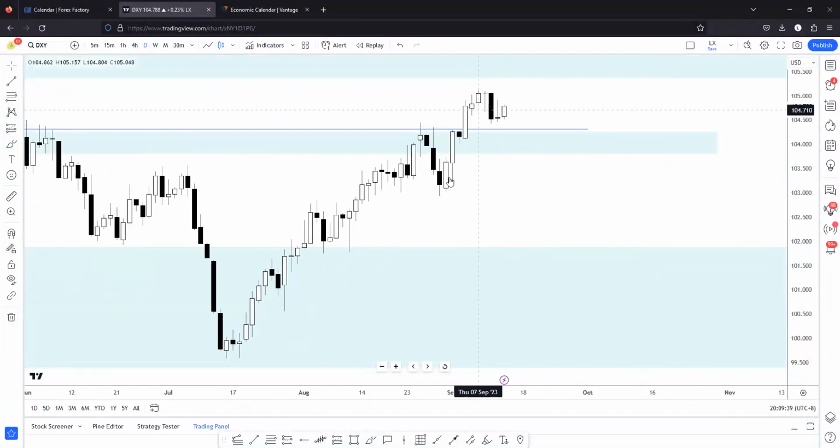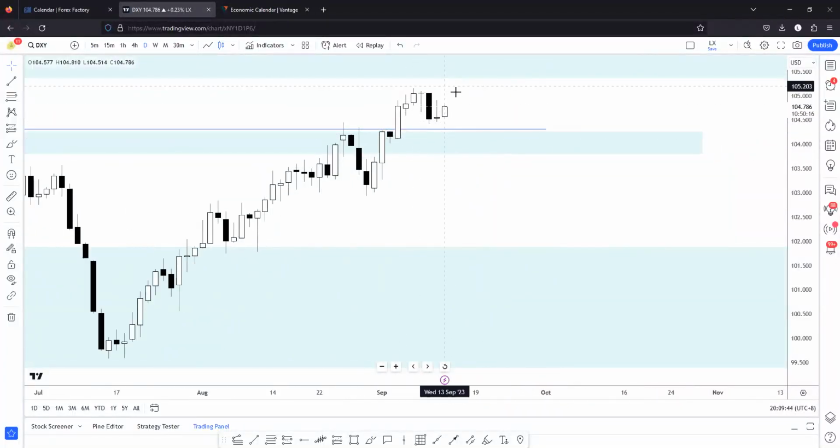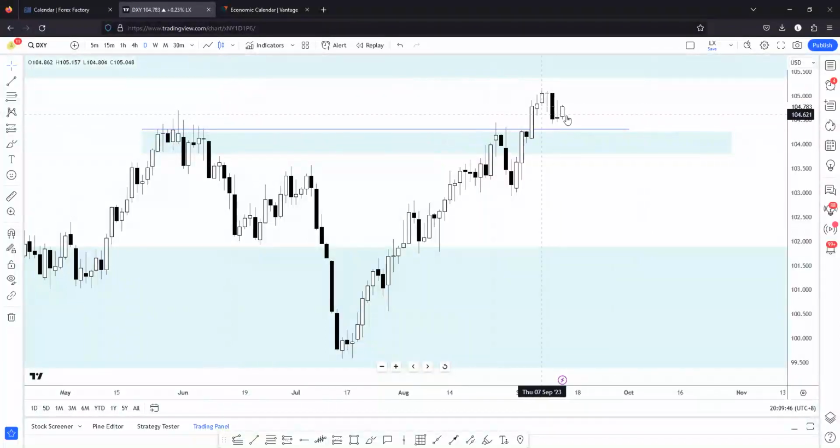This whole move that we have to the upside. Currently, you can see this area itself, right? Prices are pulling back, just pulling back into this zone. We have a weekly demand here.